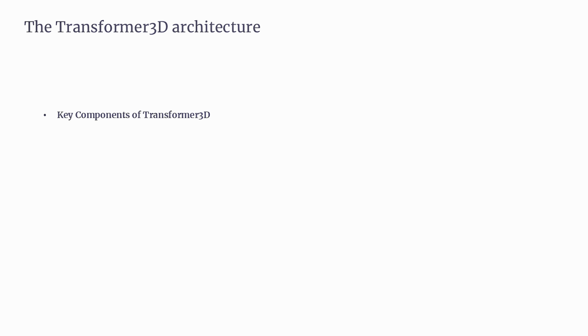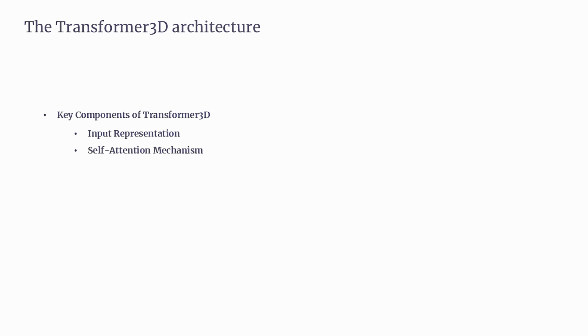The first. Key components of Transformer 3D. 1. Input representation. 3D data can come in forms like point clouds, each point defined by coordinates and features like color or intensity, or voxel grids, 3D grids representing spatial structures. To process this data, it needs encoding. This might involve positional encodings, learned or fixed, to maintain spatial relationships.